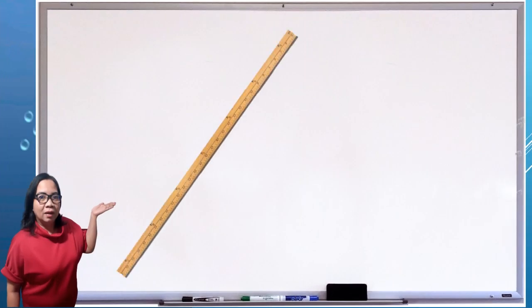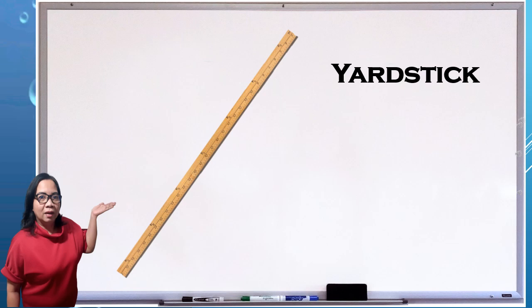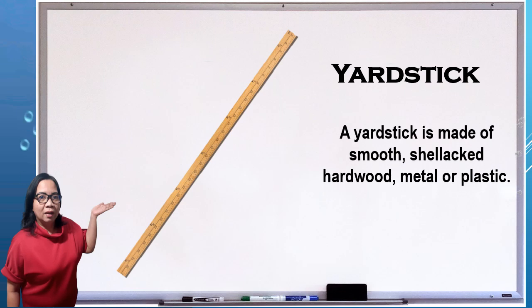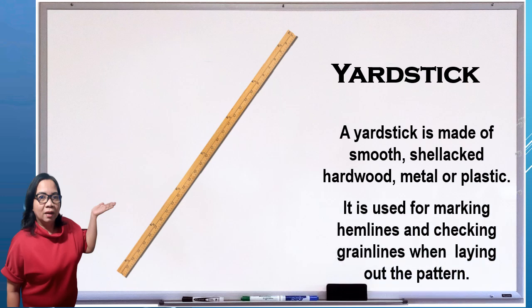How about this tool in the picture? Are you familiar with this? Very good. Indeed, it is a yardstick. A yardstick can be made of a smooth, shellac hardwood, metal, or even plastic. It is used for marking hemlines and checking grain lines when laying out the pattern.